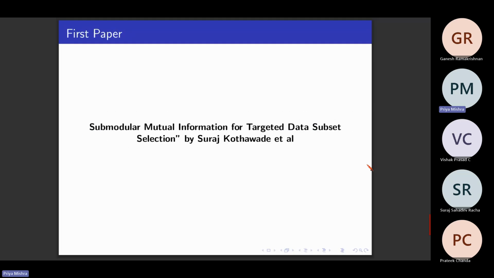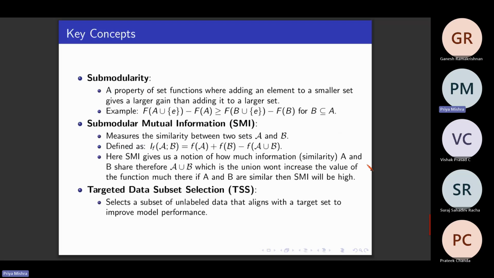The first paper which I'll be presenting is Submodular Mutual Information for Targeted Data Subset Selection. The key concepts we will look at in this paper are submodularity, submodular mutual information, and targeted data subset selection. We will see the definitions of them in the following slides.